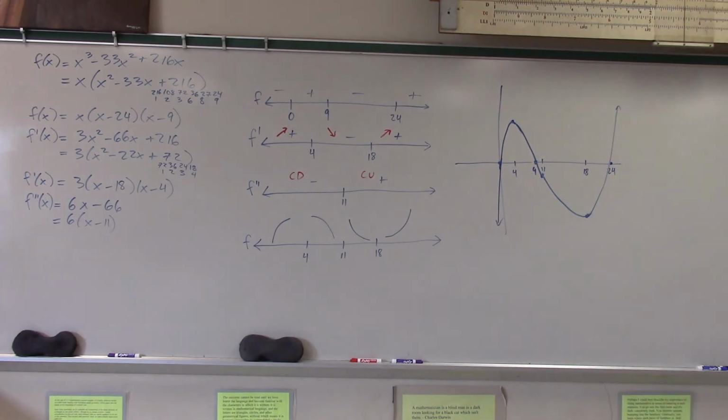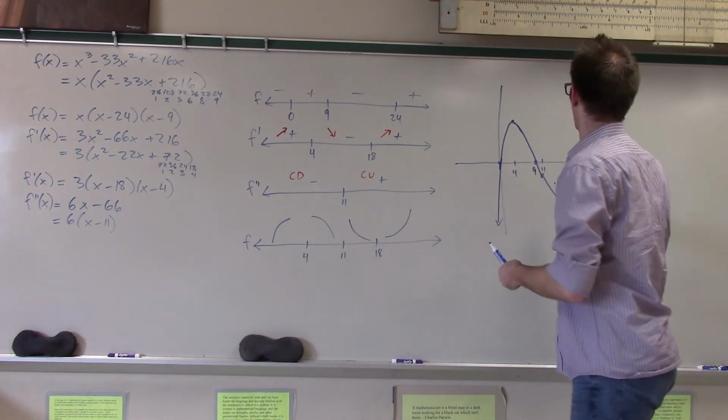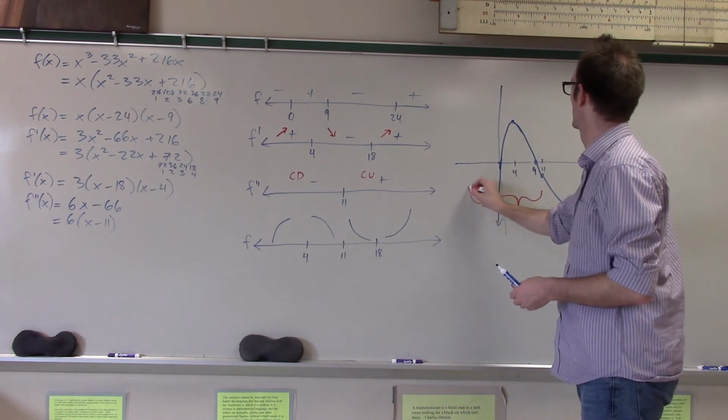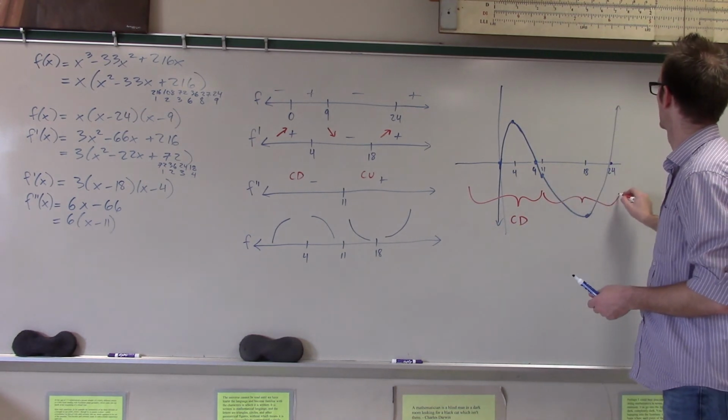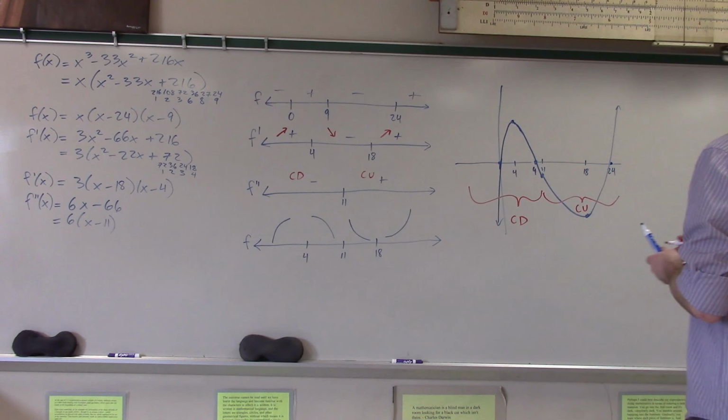So pretty much I know that my function will be concave down here and concave up here. All right, and that is the simple approach to making number lines and curve sketching.